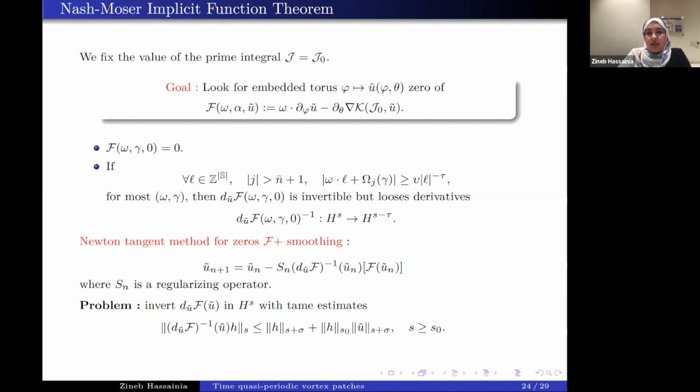This is why we need to implement a Newton method modified by a smoothing operator S_n, where at each step we need to linearize around the previous approximate solution and approximately invert. So the difficulty here is not inverting the linearized operator at the equilibrium state, but at any state close to the equilibrium, with a tame estimate on the inverse.